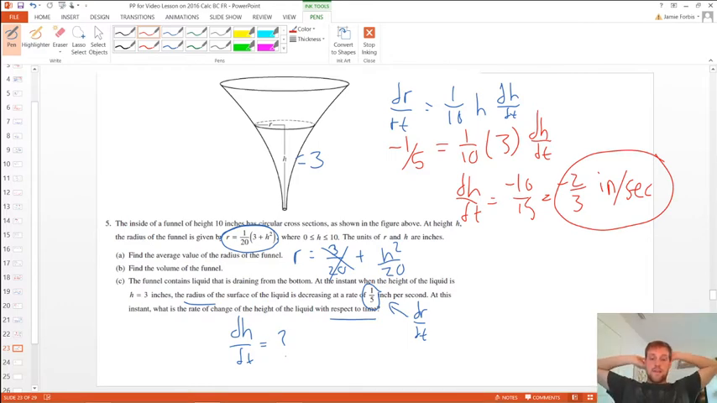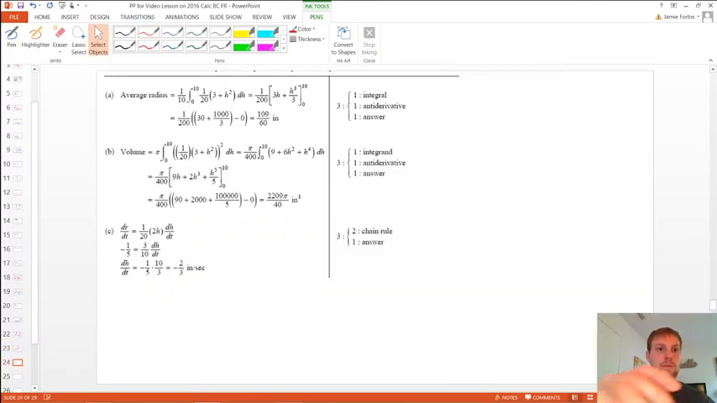There you have it. That is the related rates there. That's dh over dt, the rate at which the height is changing whenever the height is equal to 3. All right, cool. Here's the answer key.